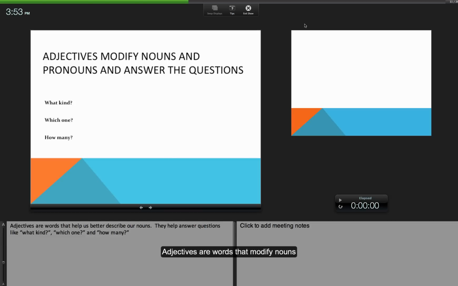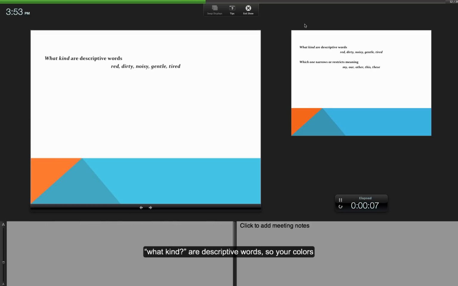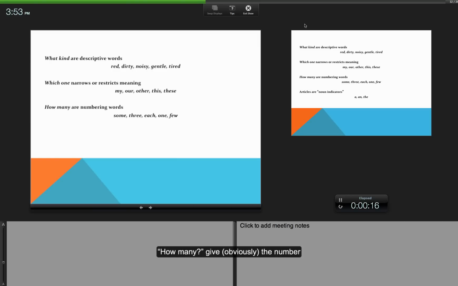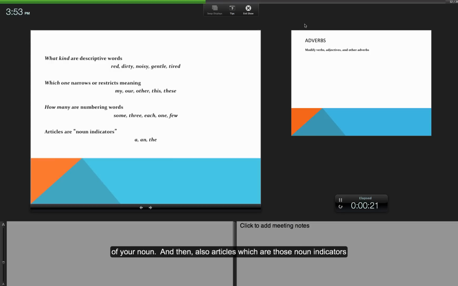Adjectives are words that modify nouns and pronouns, and they answer questions. Adjectives help us better describe our nouns. They help answer questions like what kind, which one, and how many. What kind are descriptive words, so your colors, your descriptive, dirty, noisy, sensory words. Which one restricts and narrows the meaning. How many gives obviously the number of your noun. And then also articles, which are those noun indicators from earlier, a, an, and the.